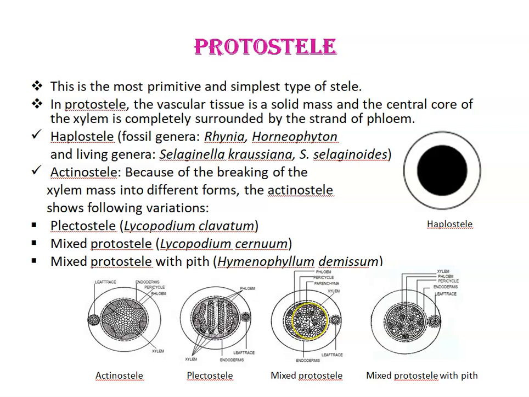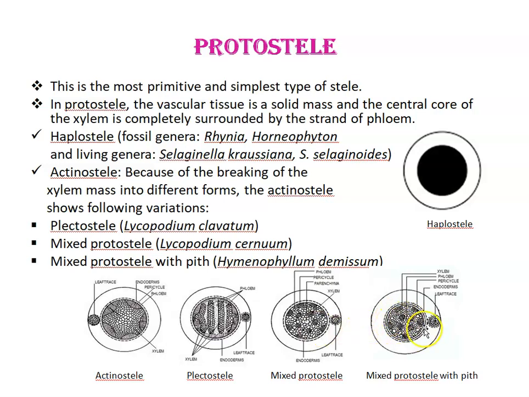Next is mixed protostele. Just look at this third diagram. In this type, masses of the xylem and phloem are uniformly distributed, meaning scattered groups of xylem are embedded in the ground tissue of the phloem. So these are the groups of xylem which are embedded in the ground tissue of the phloem. Example of mixed protostele is Lycopodium cernuum.